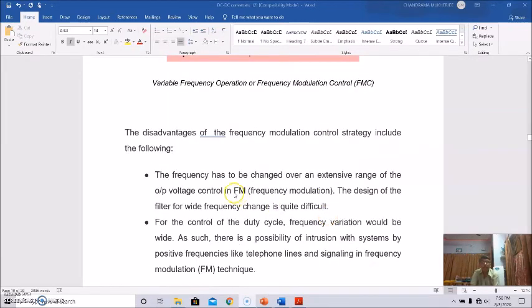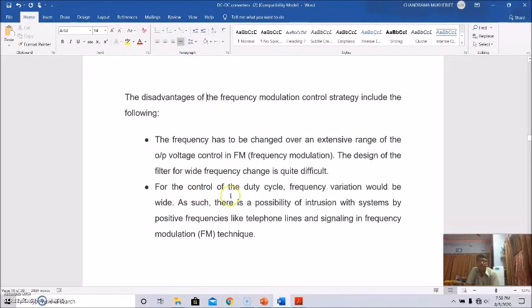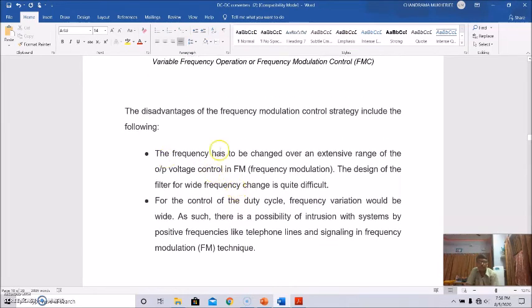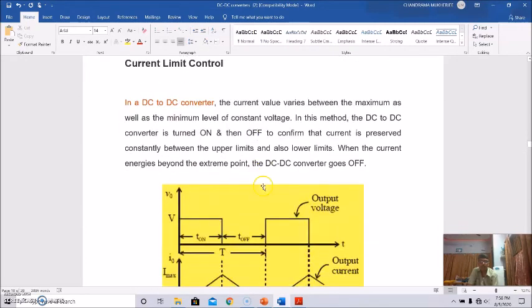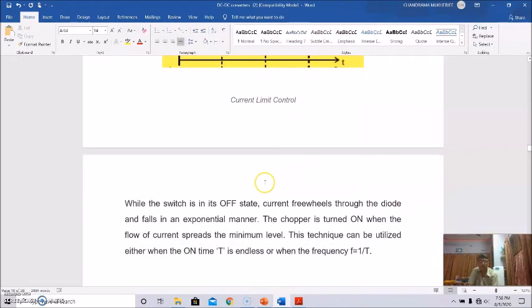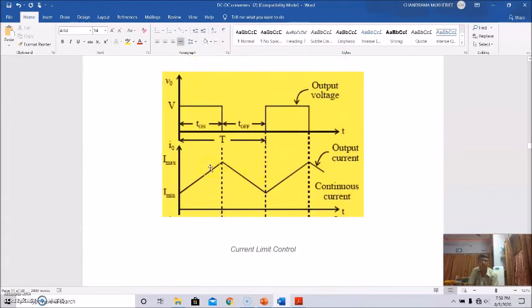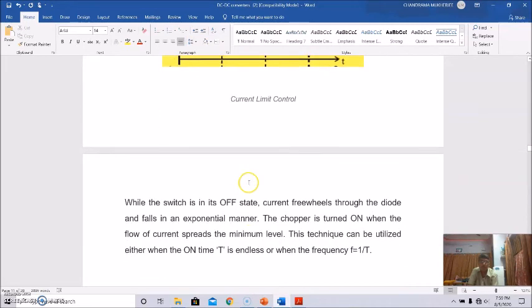And basically, for variable frequency, what are the disadvantages of variable frequency, and what are the advantages of pulse width modulation control over frequency modulation control? That we have discussed. And current limit control also, how it is done, from maximum to minimum current the operation is being done, that's why it is called current limit control.